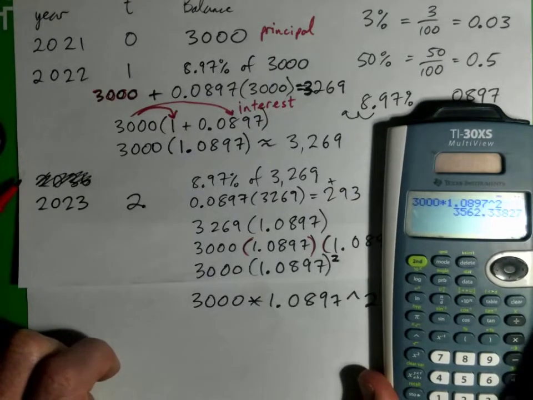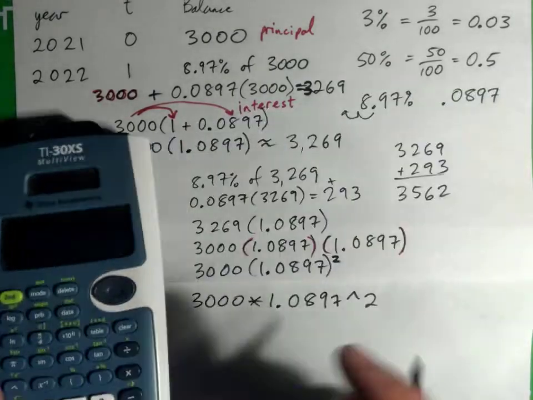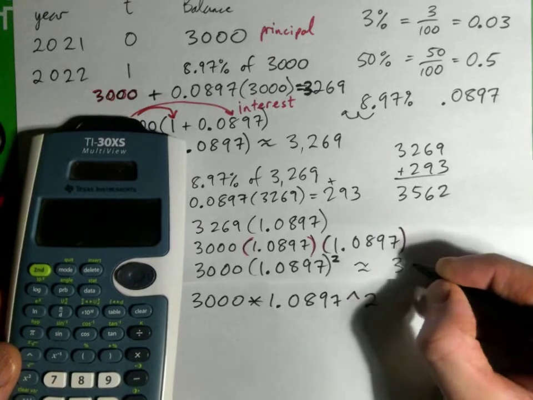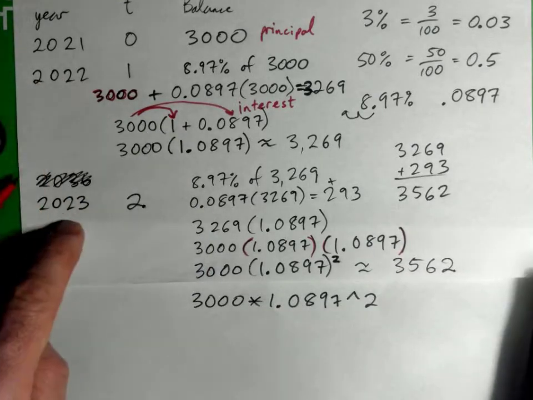3,562, right? Which is what we were hoping to get, 3,562. Round to the nearest dollar, that's just 3,562 at the end of the year 2023, rather, right?